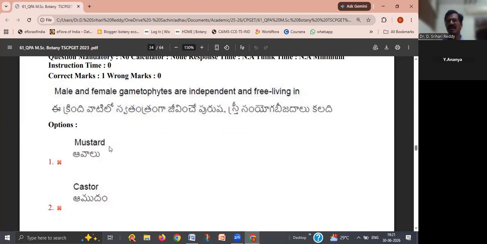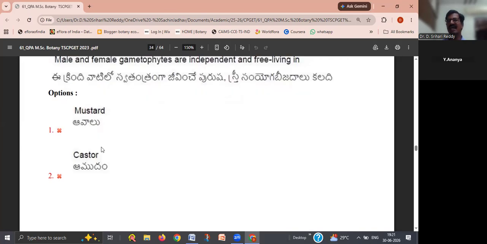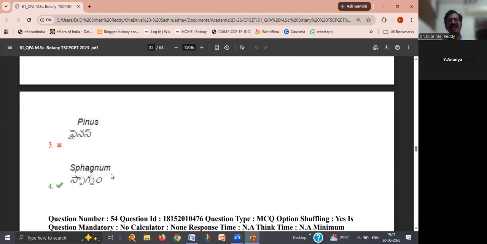Mustard is an angiosperm and castor is also an angiosperm, and they have bisexual flowers. Both the stamens and gynoecium are present in the same flower, and castor also has bisexual flowers. And in Pinus, male and female cones are present in the same tree or plant. So Sphagnum is the right answer for this.